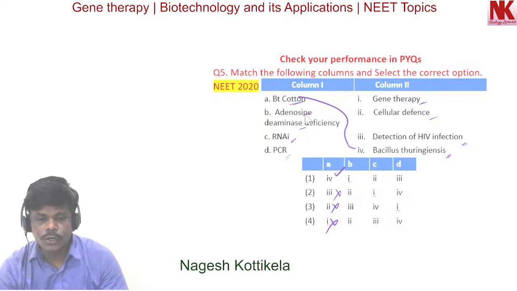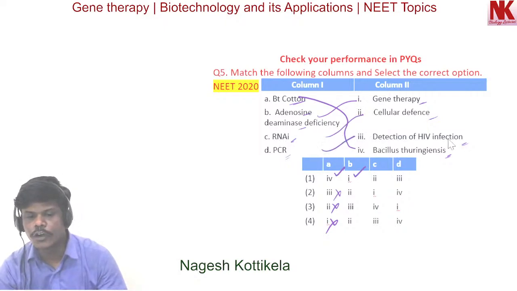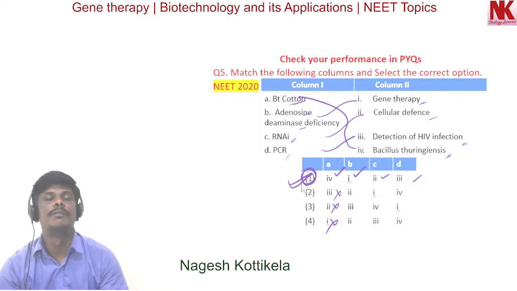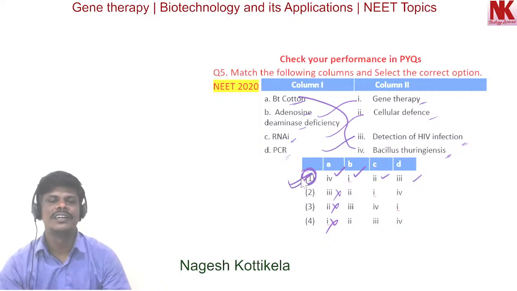Adenosine deaminase deficiency is related to gene therapy. So B should be 1. This is correct. And RNA interference is related to cellular defense, and PCR is for detection of HIV infection. So the first option is the most appropriate option for this question.